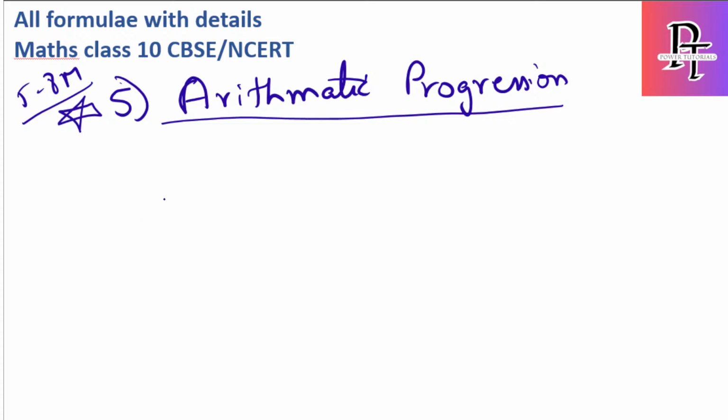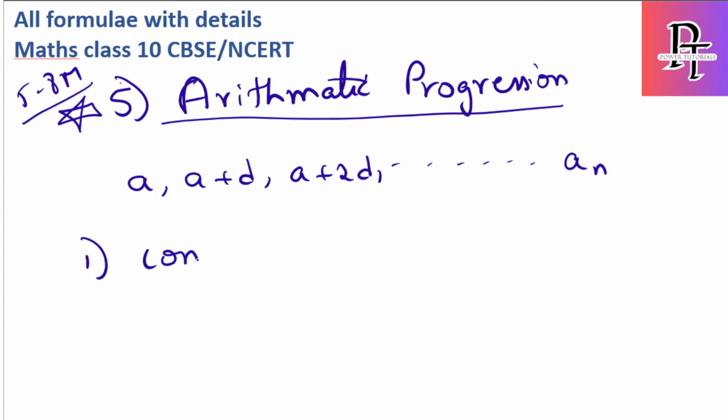So let's see the only 3 important formulas I told you. The first formula is, let's suppose what is an arithmetic progression, you have to remember that it is in the form of a, a plus d, a plus 2d, and so on. And the last term, let's write it as an. An is the nth term or the last term here. The first important formula is common difference.